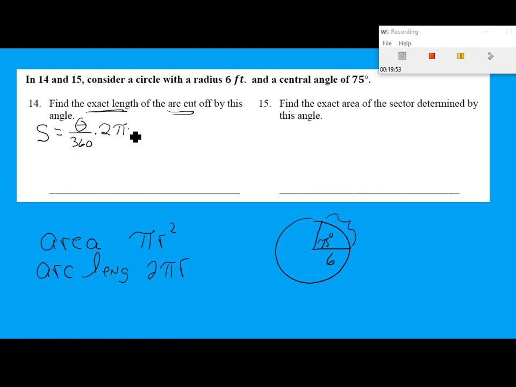Well, now let's go run those numbers through. So I've got arc length is, I'm dealing with the 75-degree angle out of 360 times 2 times pi times 6. Now be careful. We want the exact length. So when you type this in your calculator, do not type the pi. Type 75 divided by 360 times 2 times 6. Hit your math, enter, enter if it's an ugly number. But in this case, guys, you're going to get 2.5, add your pi with it. And in this case, my units happen to be feet.